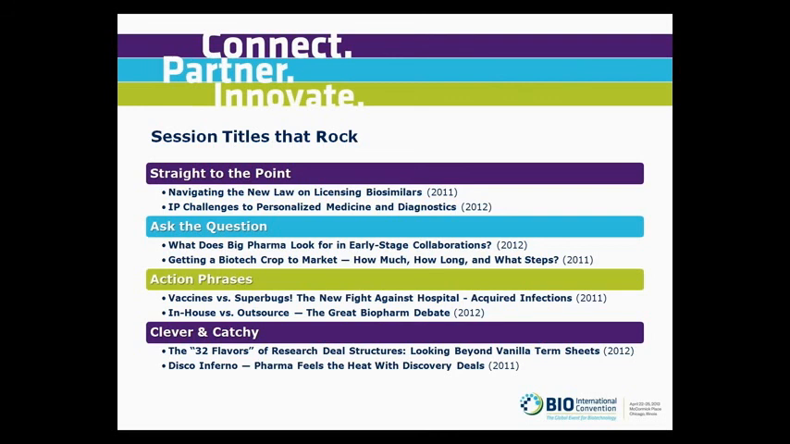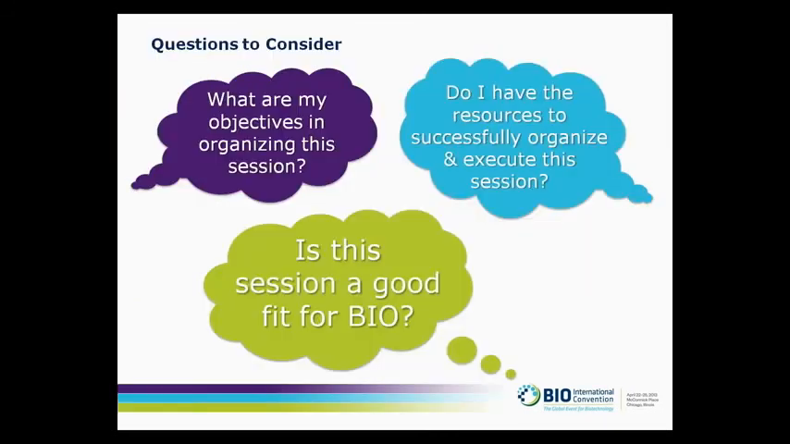Again, a list of all of these titles or previous titles will be located on the convention.bio.org site/pitch. So you could see some of the titles that were accepted and the subject areas. But now I want to go over a few questions to consider. Before developing your proposal, you should consider and be able to answer the following questions.